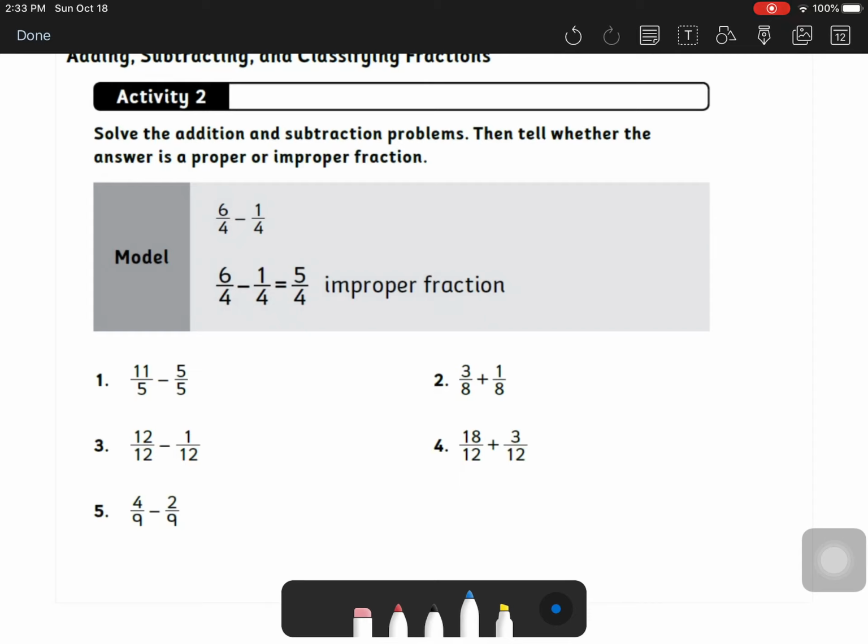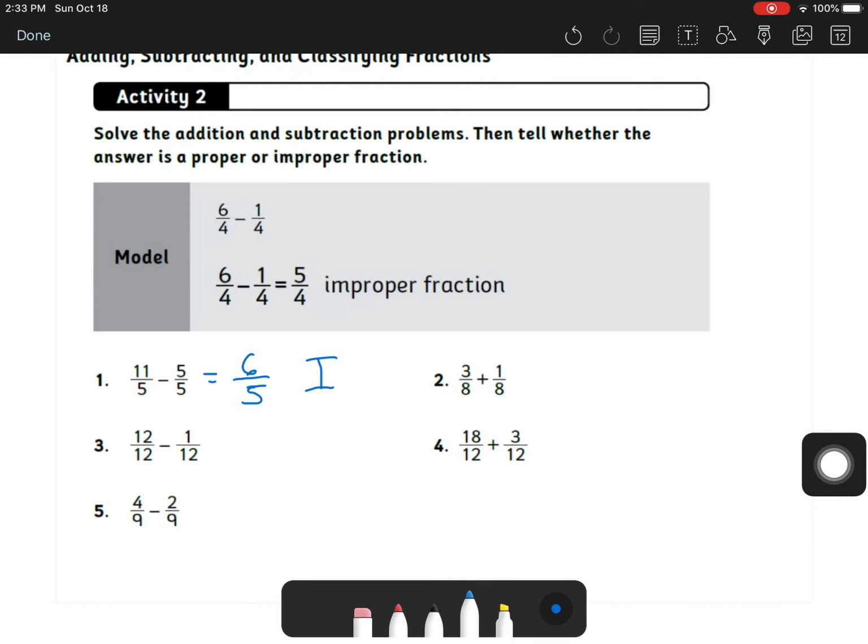Okay, so it says solve the addition and subtraction problems and then tell whether the answer is proper or improper. So recall, improper is when the numerator is either larger than or equal to the denominator. So 5/4 is an example of an improper. Okay, so for number 1, we have 11/5 minus 5/5. So 11 minus 5 is 6. 6/5. 6 is bigger than 5, so I'm going to say improper. I'm just going to put an I for improper.